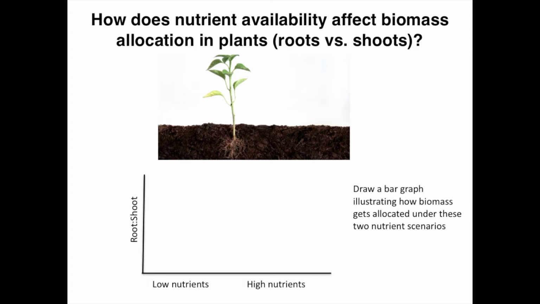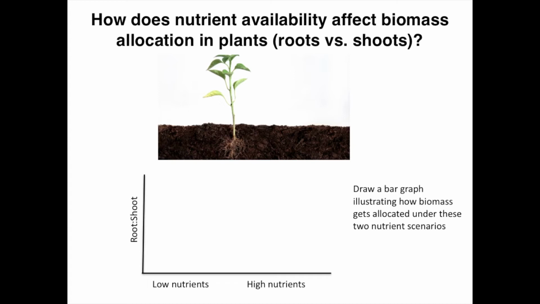from this. So let's take a moment to pause here and draw a single bar graph under the low nutrients scenario, as well as a single bar graph in the high nutrient scenario. So again, root to shoot biomass, root biomass divided by shoot biomass. That is basically our ratio that we're thinking about here. So press pause and think about it. Now that you've thought about it, let's go over these graphs together.